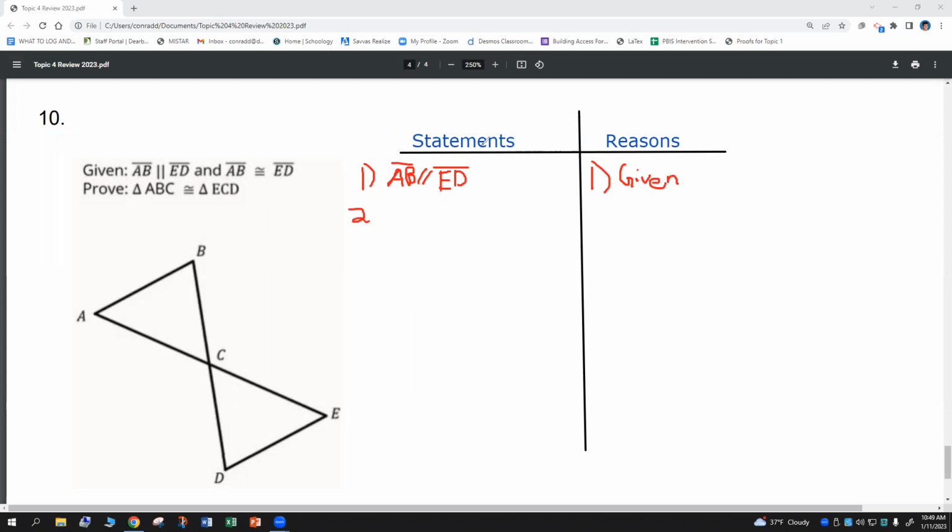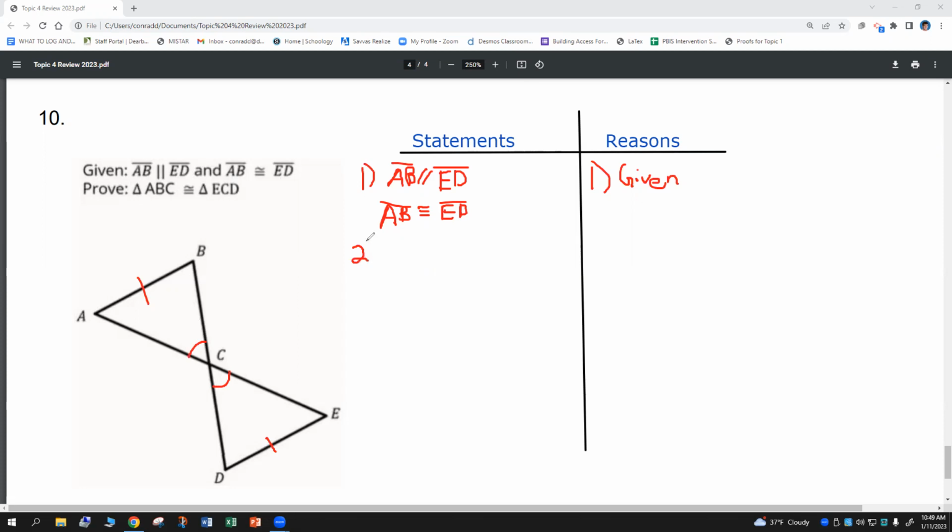All right, we're also given that AB is congruent to ED. So I'm going to put a hash mark here and a hash mark here. So segment AB is congruent to segment ED. All right, so let's go down our list. Do we have a shared side? No. Do we have vertical angles? Yes, we do have vertical angles. So I'm going to fill in my vertical angles.